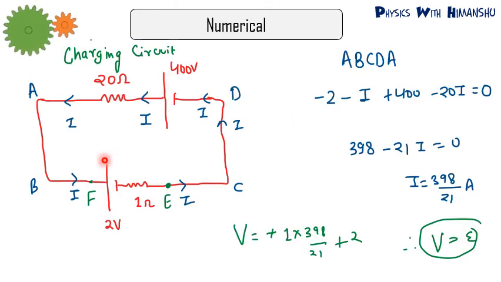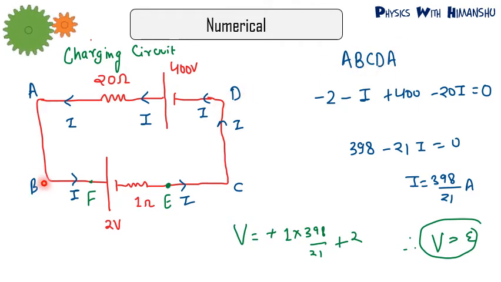Suppose we are charging a 2-volt battery of internal resistance 1 ohm with the help of this 400-volt battery. This 20 ohm is external resistance because it is not with the negative terminal. If it is with the negative terminal, then we can say it can be internal resistance, but in this case it is external resistance. So first we'll find the current with the help of Kirchhoff's law. Current I from this battery will reach this battery and again come back. We'll put nodal points A, B, C, D and write A, B, C, D, A, a complete loop.